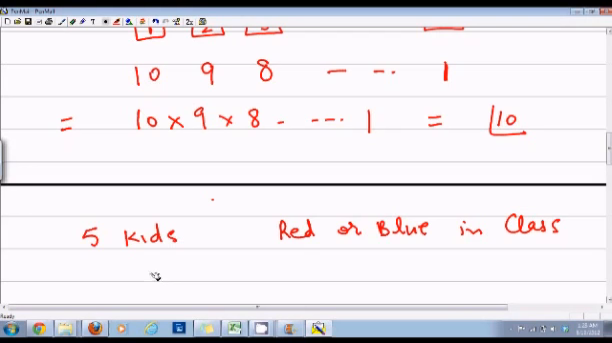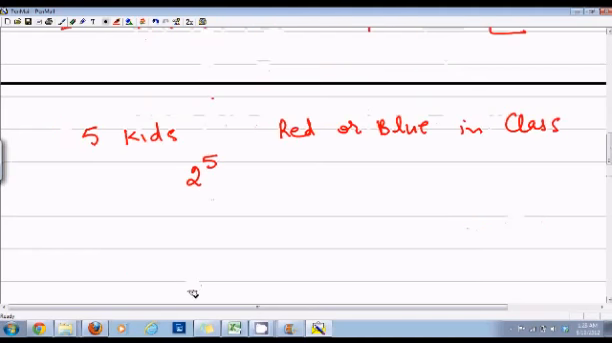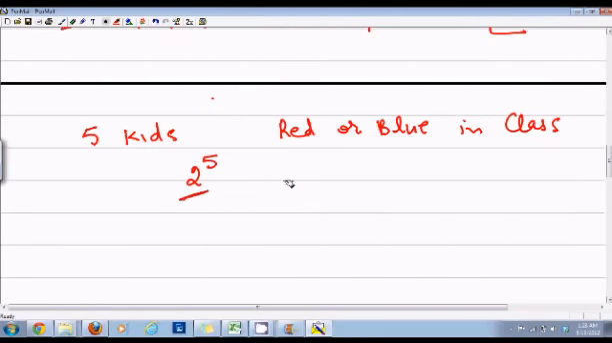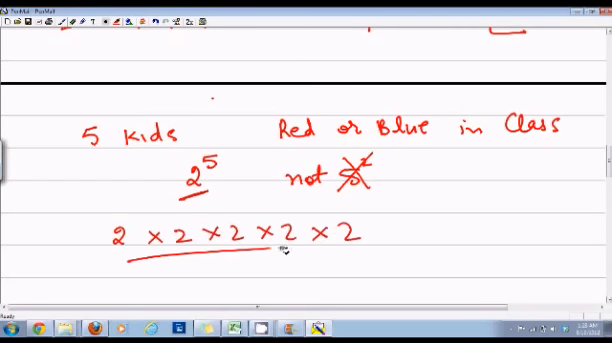So in this case the answer will be 2 raised to power 5. So we have two options for every kid. Please remember that it will be 2 raised to power 5, not 5 raised to power 2, because that will be incorrect. For each kid we have two options, so 2 into 2 into 2 into 2 into 2.